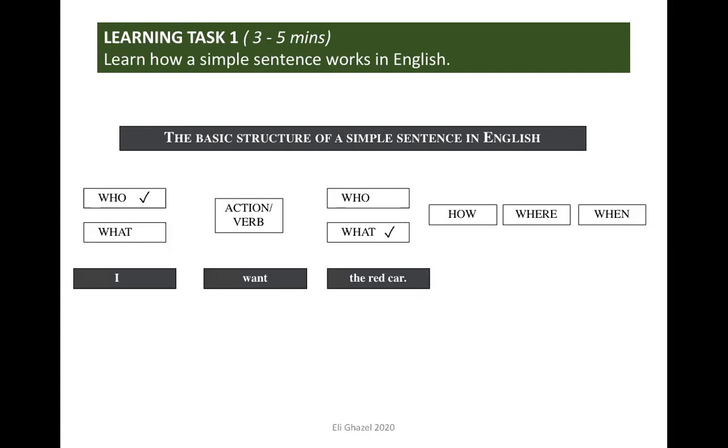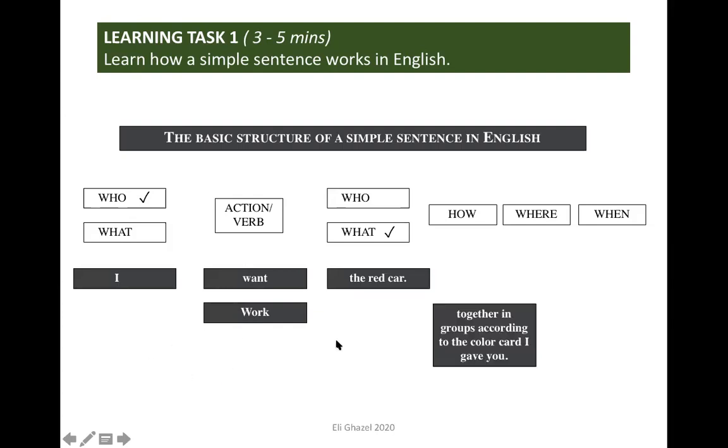I'm going to make it a little bit more complex right now. Work. So you can start with an action when you're giving instructions, right? Work. How? How do you want us to work? Together in groups according to the color card I gave you. If you read this word for word, you will not get the meaning.